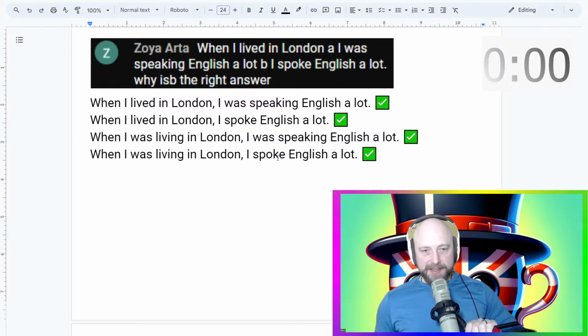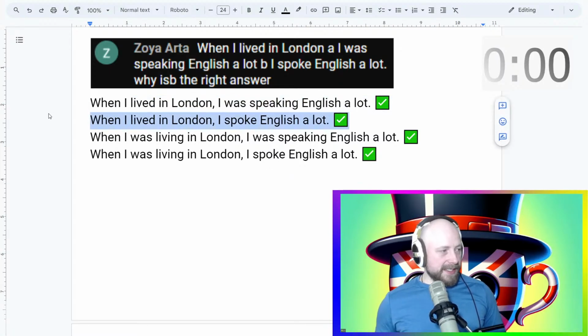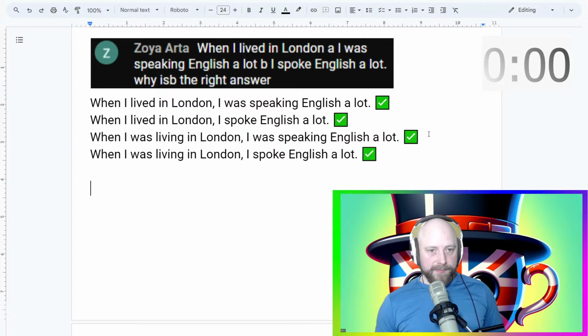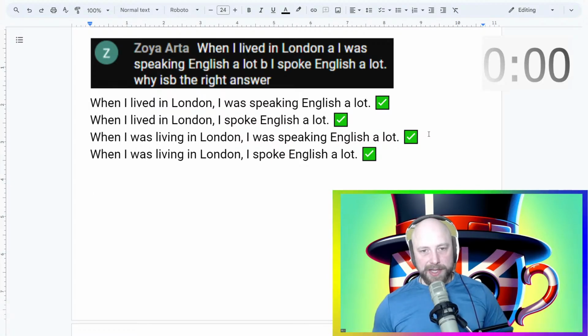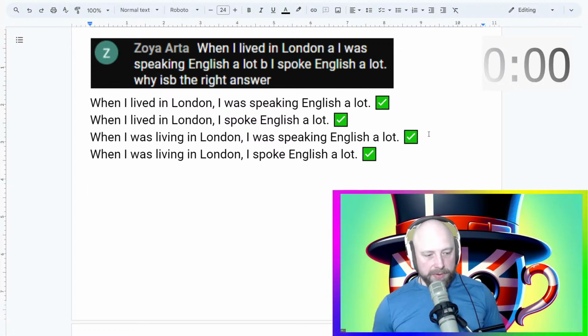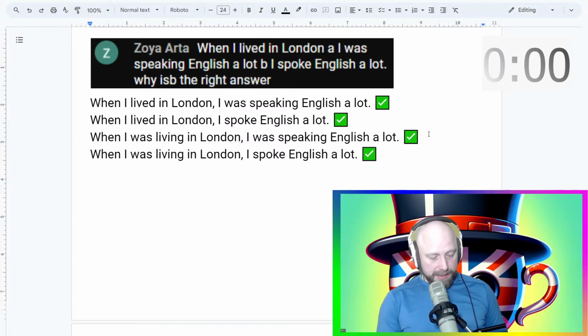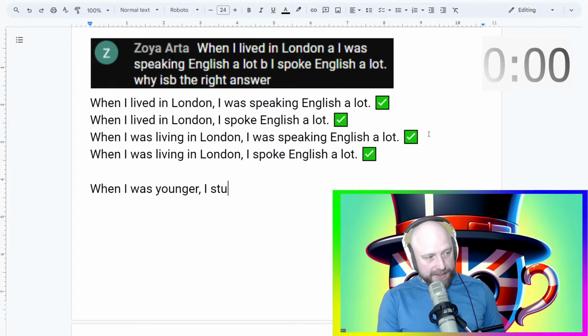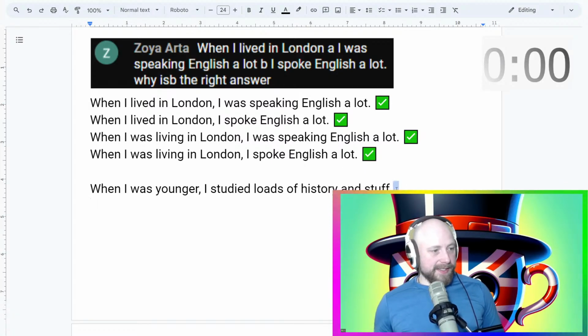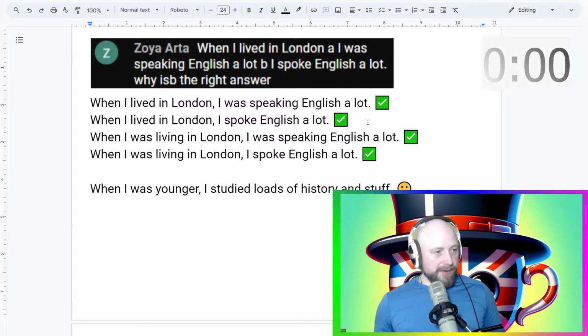Yeah. It sounds like a mistake to me, Zoya. There is nothing wrong with this. When I lived in London, I spoke English a lot. So although the standard use of past simple is to talk about a finished event in the past, it can also be used for repeated events, which are finished, or habits in the past even. Like when I was younger, I studied loads of history and stuff. That's fine as well. Right, and this is functionally equivalent, isn't it? But that's also fine. So there is absolutely nothing wrong with that.